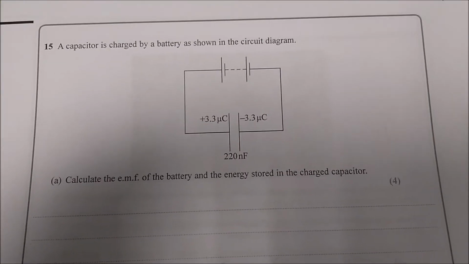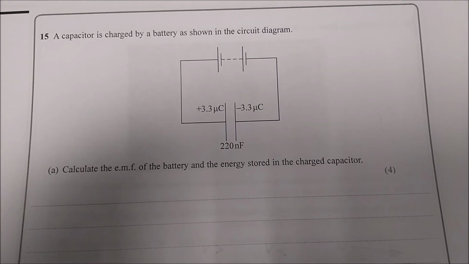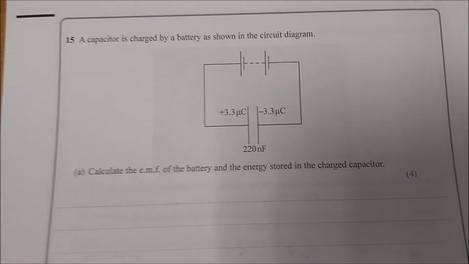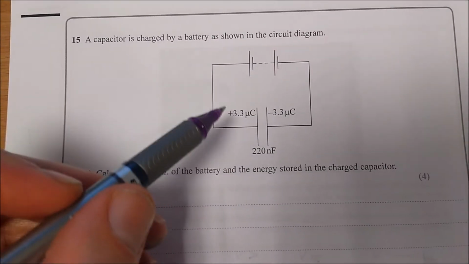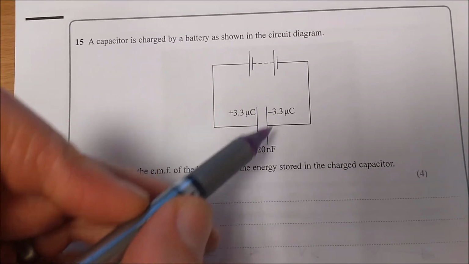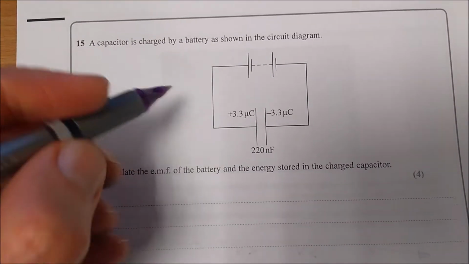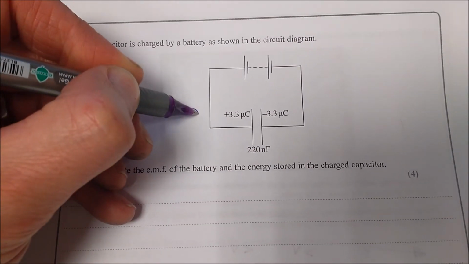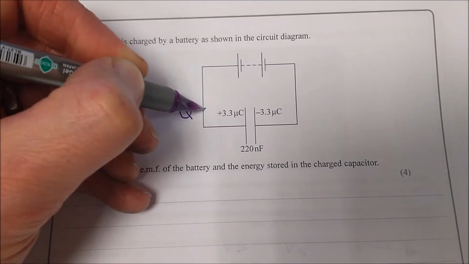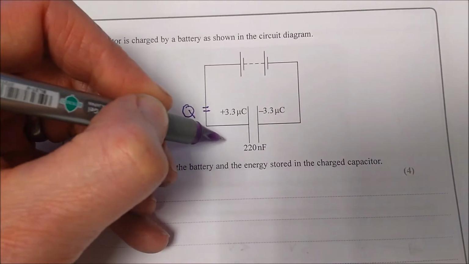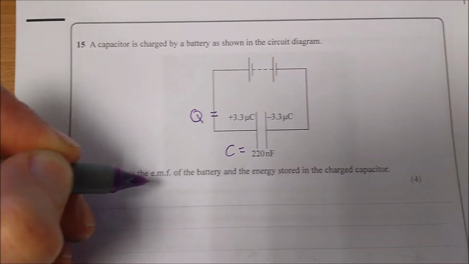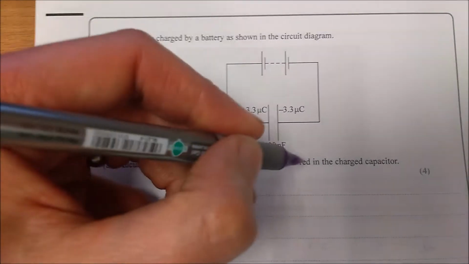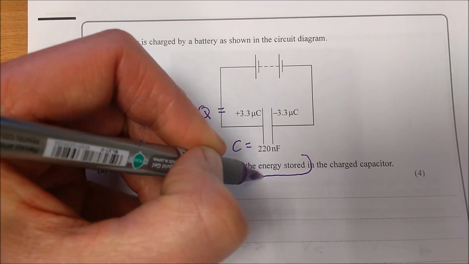Right, a capacitor is charged by a battery as shown in the circuit. Calculate the EMF of the battery and the energy stored in the charged capacitor. So what have we got? We've got the charge on one plate, charge on the other plate, and we've got the capacitance somewhere. So just recognising the information you've got. Coulombs is a measure of charge, so we've got Q there, and that's our capacitance, farad, so we've got C. What's it asking for? The EMF of the battery, and it's asking for the energy stored in the capacitor.